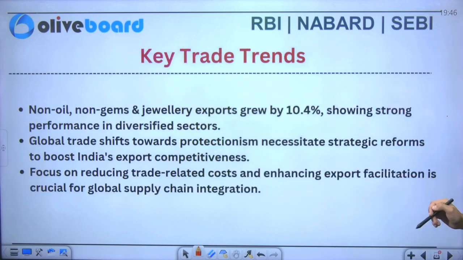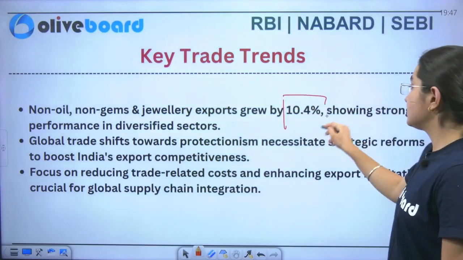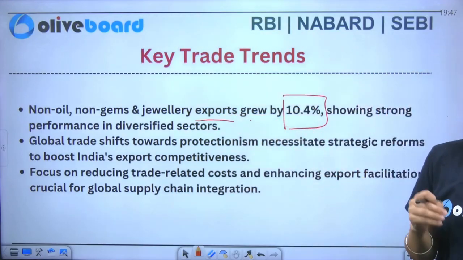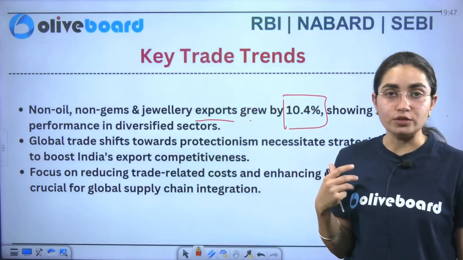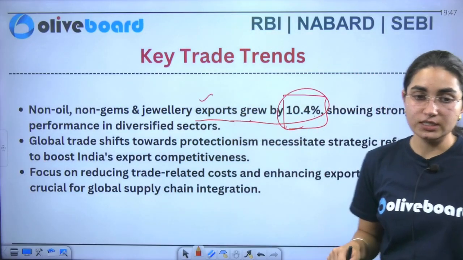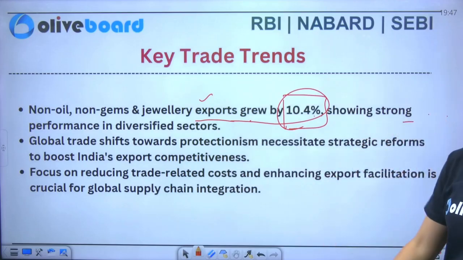Okay. Next, if I talk about the key trade trends here, you can see exports have grown by 10.4%, specifically these exports which include your non-oil, and your non-gems and jewelry. These are the exports that have grown by 10.4%. This shows strong performance in the diversified sector.